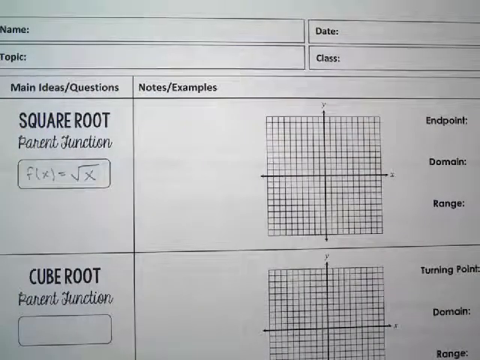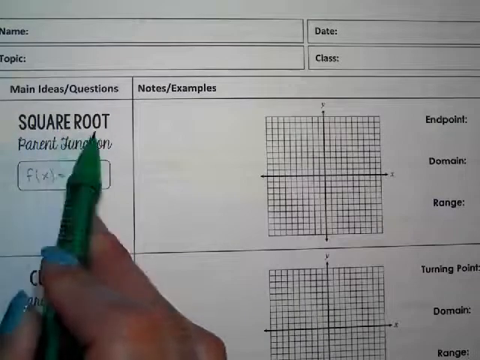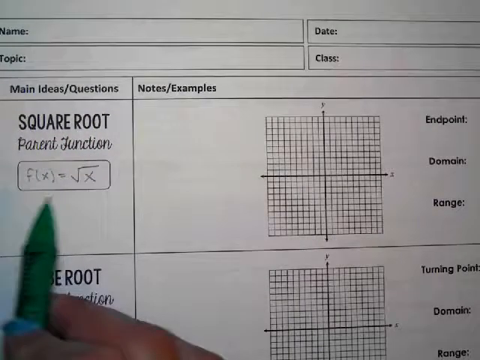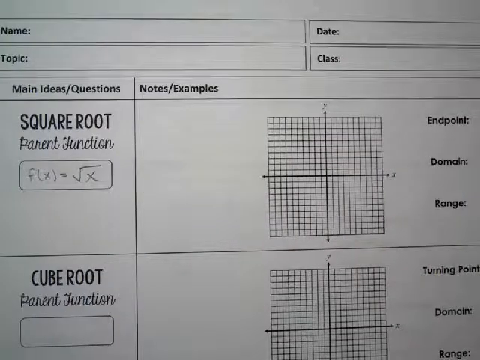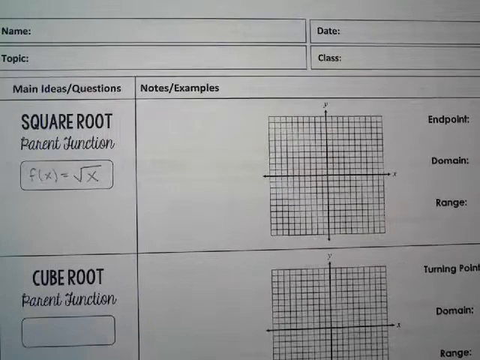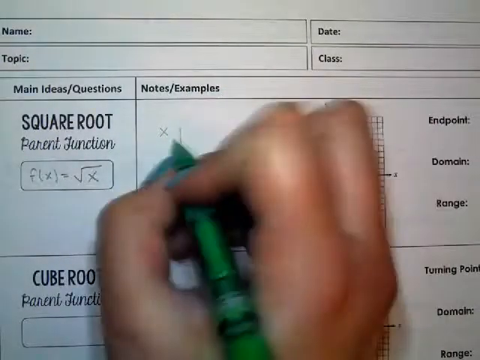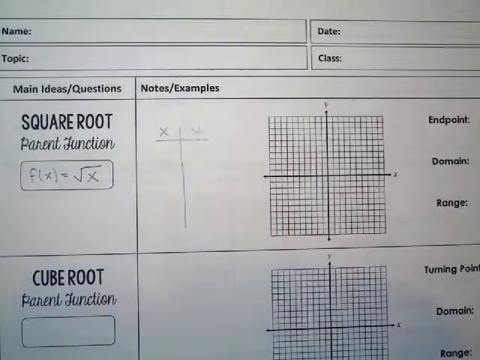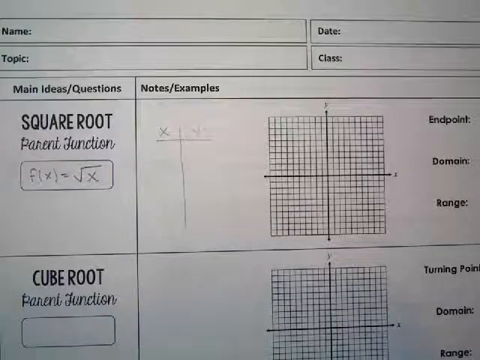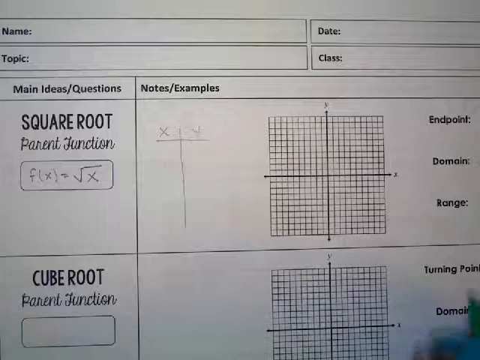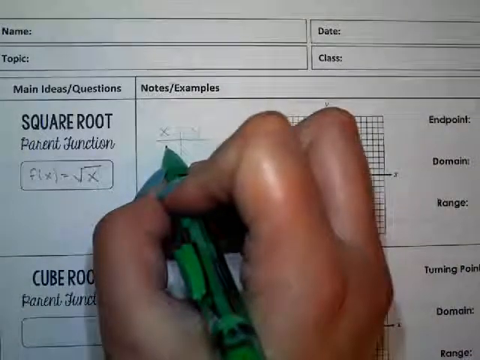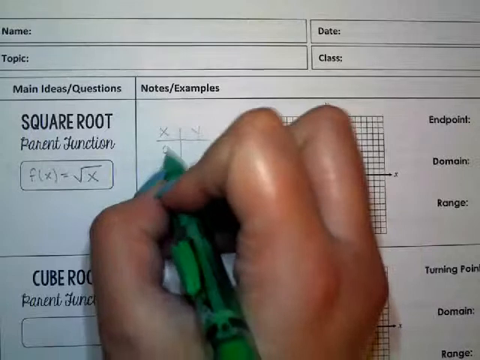So if you did not get to print the notes, then you should be writing square root parent function, f of x equals square root x. And then we're going to go ahead and make a table for this. And what are some numbers that we would like to square root? Can we square root 0? Yeah, and we can square root 0.